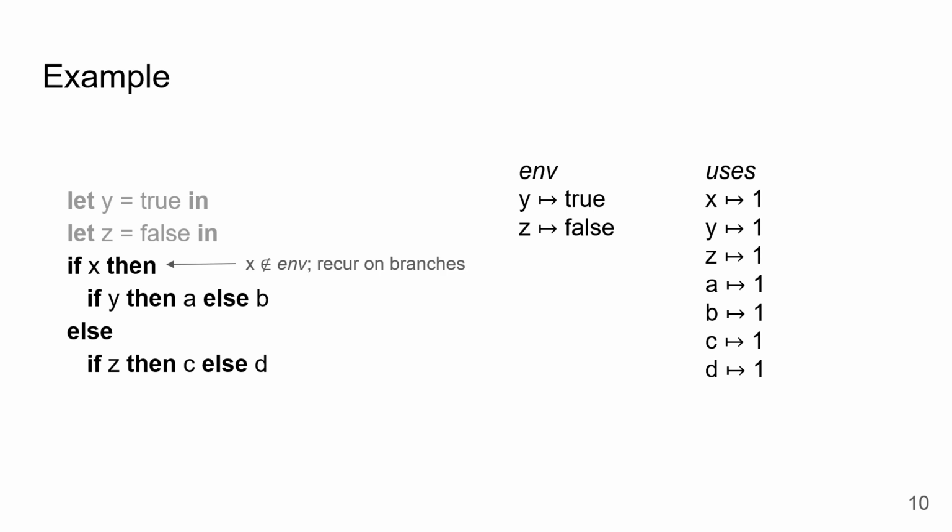Now we look up x in the environment to see if we can perform case folding. In this case, x is not in the environment, and so we can't perform case folding, and instead just make recursive calls on each of the branches. In the recursive call on the then branch, we encounter an if-then-else scrutinizing y. When we look up y in the environment, we find that it's bound to true, which means that we can fold this entire if-then-else down to its then branch.